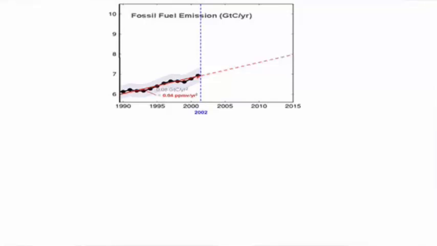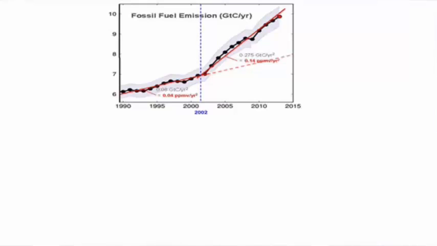A clue comes from changes of fossil fuel emission of CO2 and contemporaneous changes of atmospheric CO2. During the decade before the turn of the century, fossil fuel emission increased almost linearly. During the subsequent decade, it also increased linearly, but 3 times faster. The area under the curve represents the CO2 that was emitted into the atmosphere.